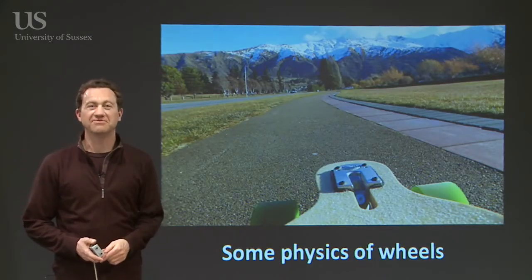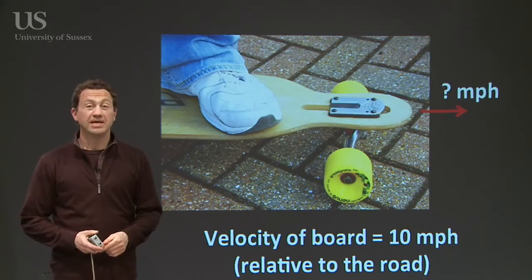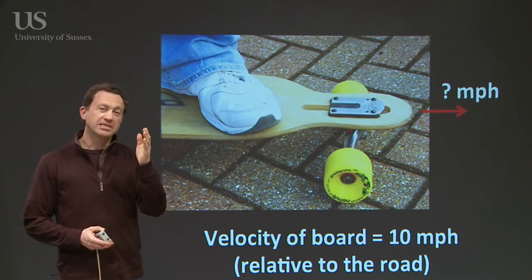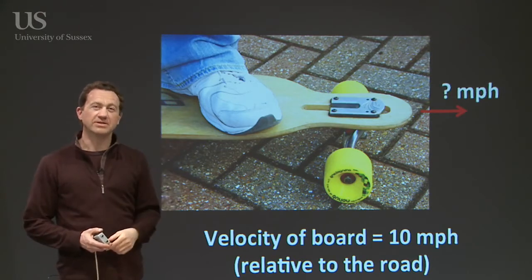So let's look at some of the physics of the wheel. Some of it you might not know. Let's say we're going along on our longboard or skateboard at a certain speed. What is the speed of the different parts of the wheel relative to the road?